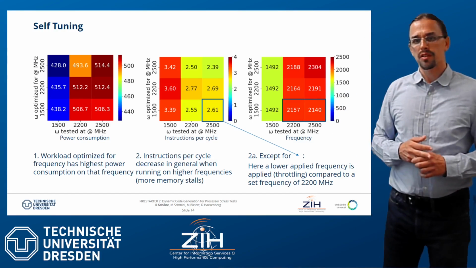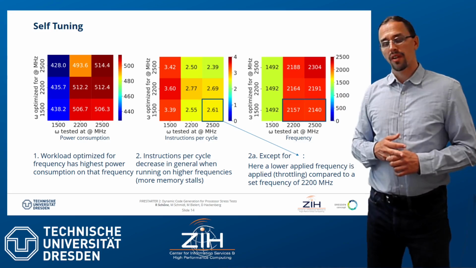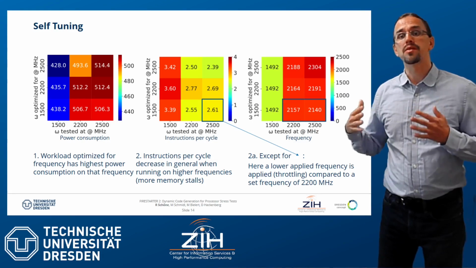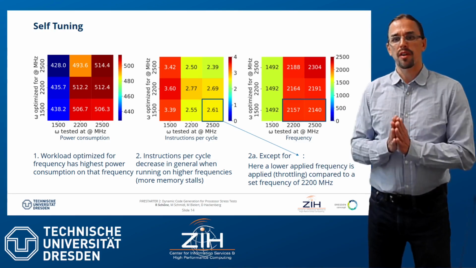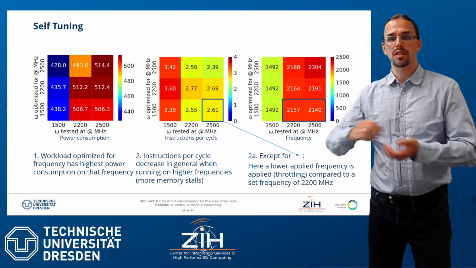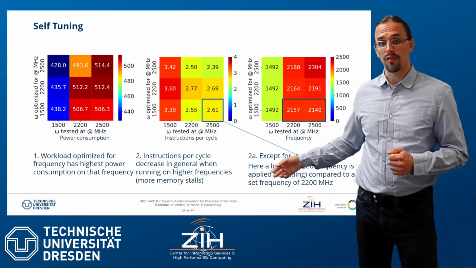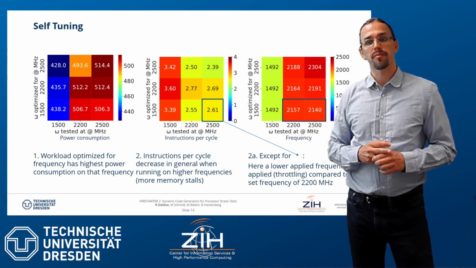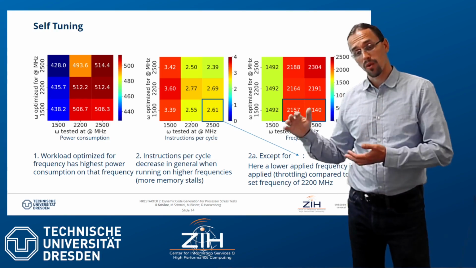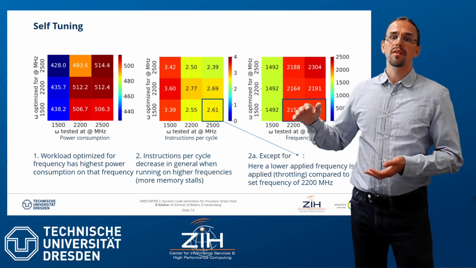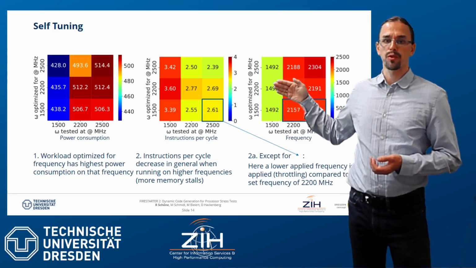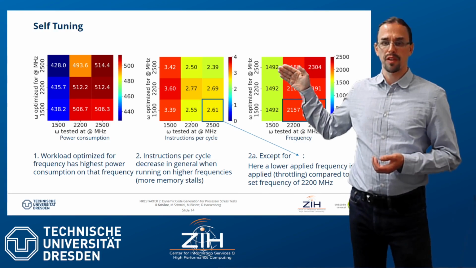And the self-tuning doesn't only work for the 1.5 gigahertz, but also for other frequencies. And that is the reason why we introduced that we have different workloads for different SKUs and for different number of cores and different frequencies that we have. So here we compare the workloads that have the highest power consumption when tuned at 1.5, 2.2 and 2.5 gigahertz.